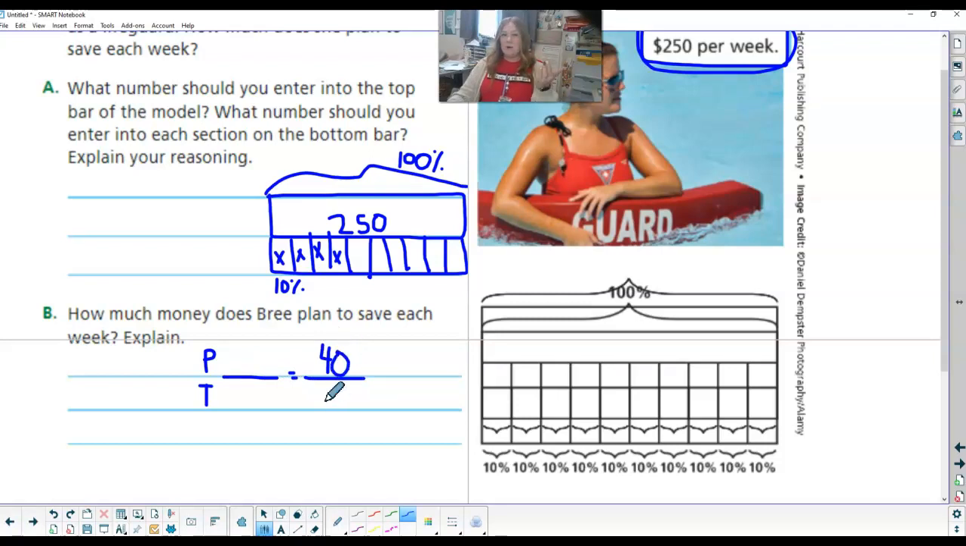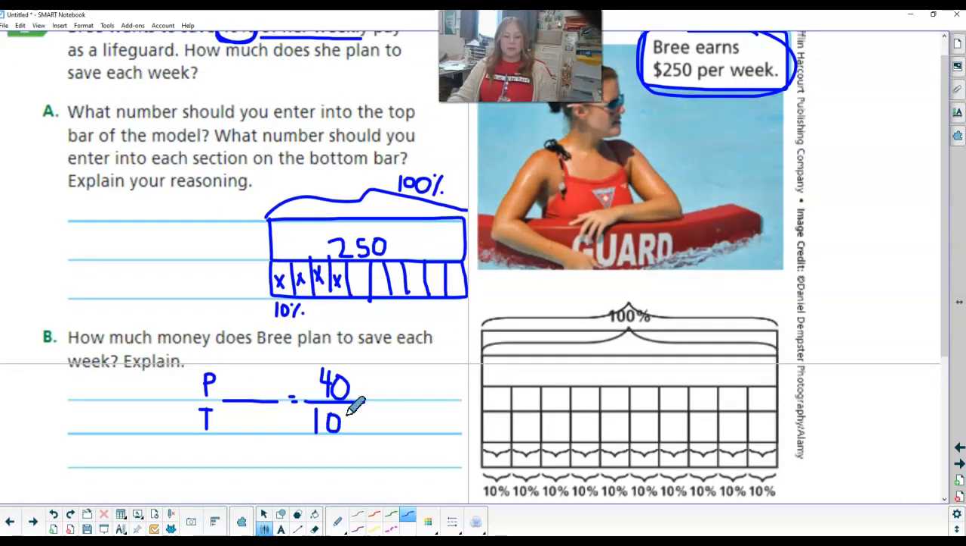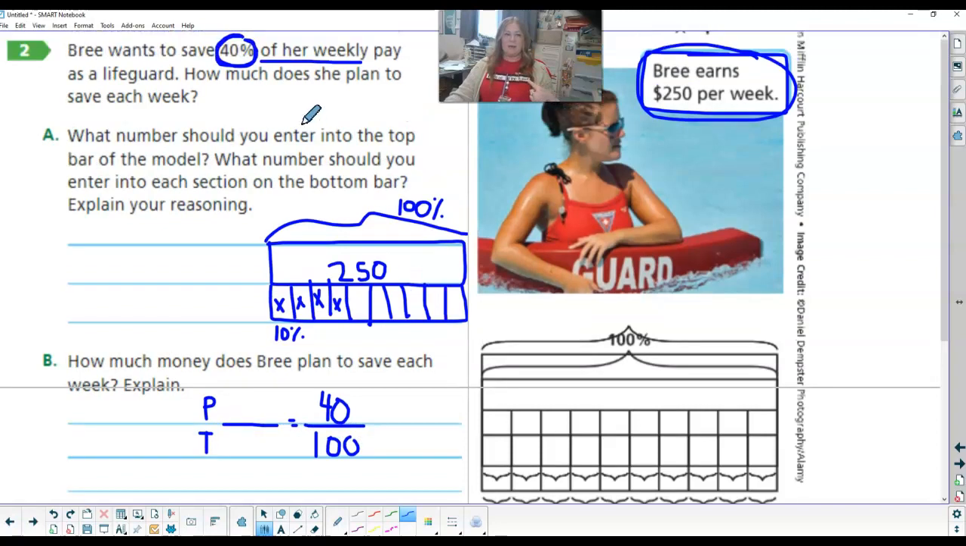And how do I write 40 as a fraction? 40, right? Percent, that's out of 100. So she wants 40 out of 100. Now these are my total. What is she earning every week? Of is a total, 250. She earns $250 every week. That's 100% of her paycheck. 40% of that she's going to save. So I can ask, is there a way to get from here to here?